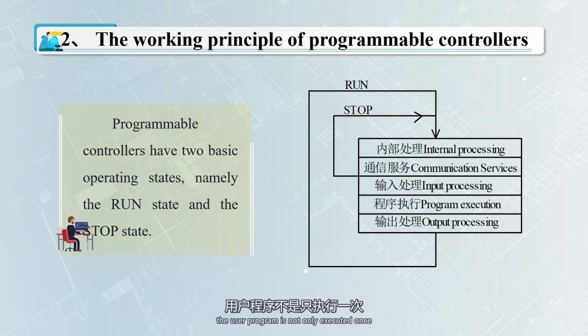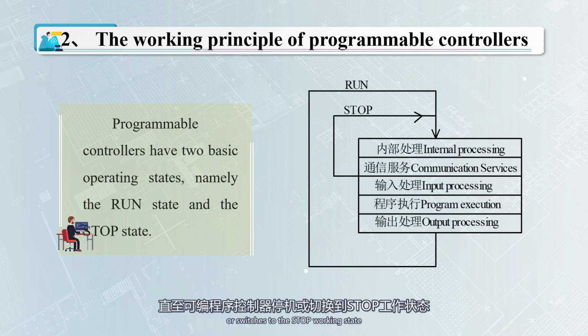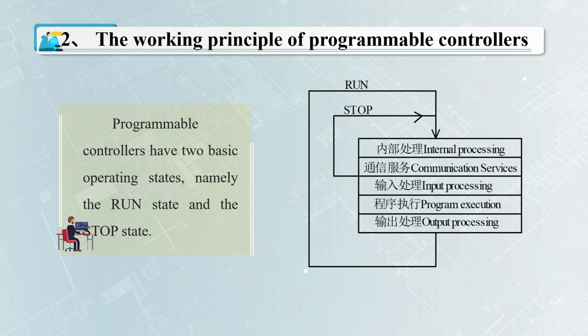The user program is not only executed once but repeatedly executed until the programmable controller stops or switches to the stop working state. In addition to executing user programs, the programmable controller also needs to complete internal processing, communication processing, and other tasks during each cycle. Each cycle can be divided into 5 stages, as shown in Figure 4.